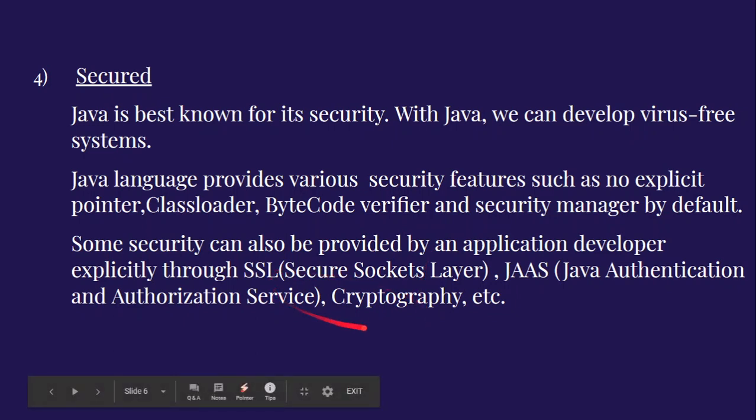And cryptography is one technology where we can send secret or sensitive data from one machine to another by encoding the data being sent. By this the data can be secured. So these three features are mainly SSL, the Secure Socket Layer, which is for transferring data from one machine to another, JAAS, Java Authentication and Authorization Service, which helps to authenticate the legal user to the system, and cryptography to send the data in a secret manner.